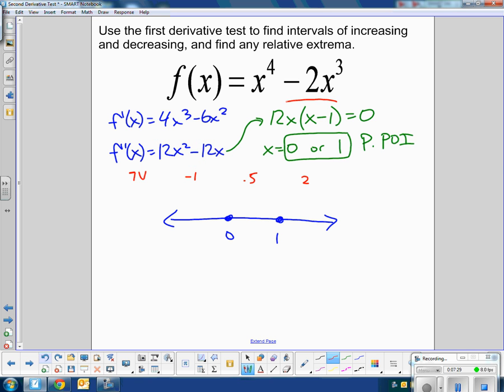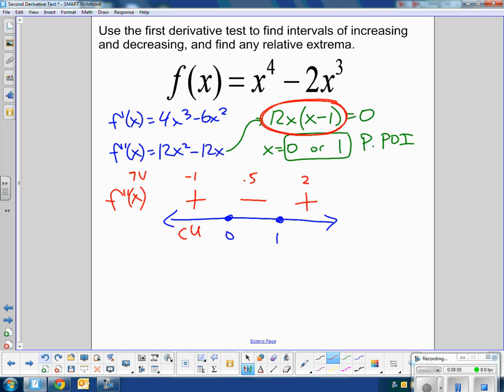I could plug it into the expanded form, because that is my second derivative. Or I'm going to plug it into the factored version, because it's much easier for me to think of 12 times some number times some number. When I plug a negative 1 in, it would be 12 times a negative times a negative, which is going to become a positive term. If I were to plug 0.5 in for x, it would be 12 times a positive times a negative, which would make a negative product. When I plug a 2 in, 12 times a positive times a positive becomes a positive product.